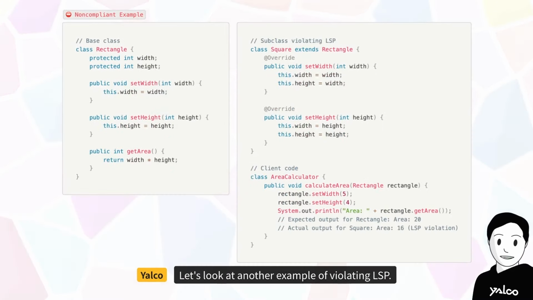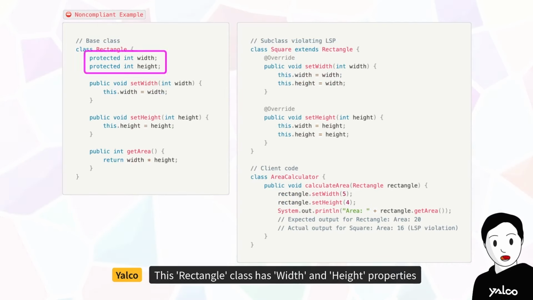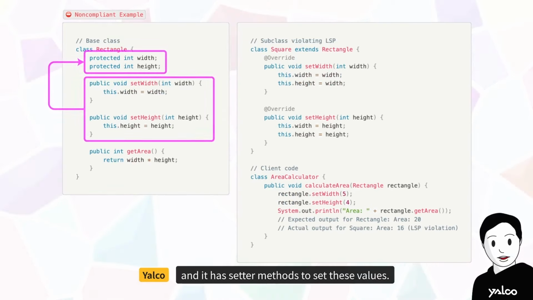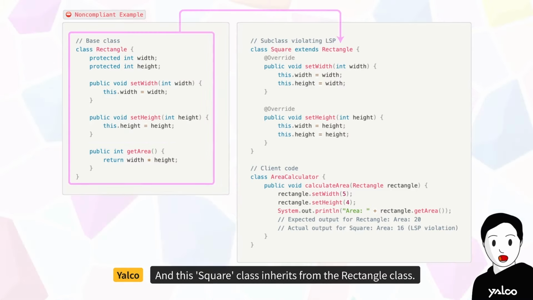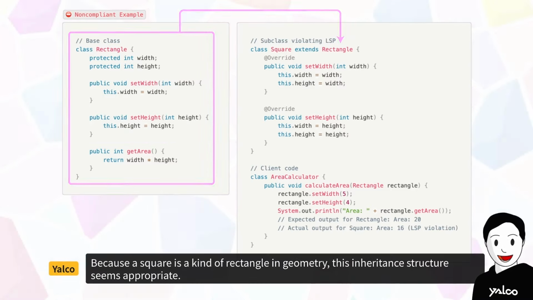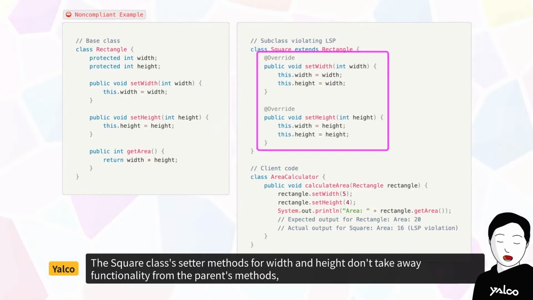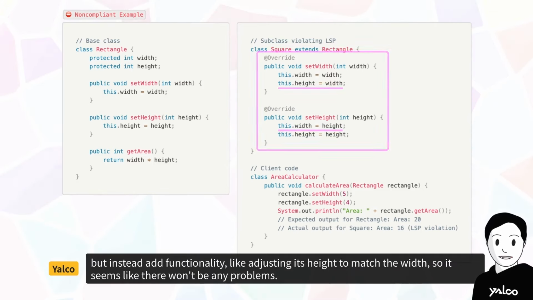Let's look at another example of violating LSP. This rectangle class has width and height properties, and it has setter methods to set these values. And this square class inherits from the rectangle class. Because a square is a kind of rectangle in geometry, this inheritance structure seems appropriate. The square class's setter methods for width and height don't take away functionality from the parent's methods, but instead add functionality like adjusting its height to match the width, so it seems like there won't be any problems.